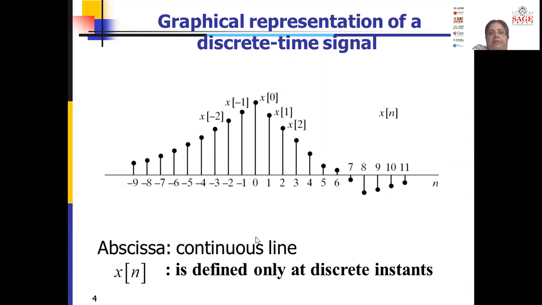This is the graphical representation of a discrete time signal, where on the x-axis we have taken n, small n, which is the integer value, and on the y-axis we take the amplitude of the signal. In discrete time signals, the time is discontinuous, but the amplitude remains continuous.